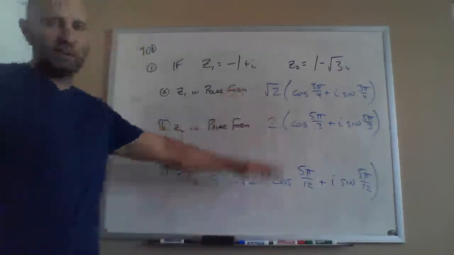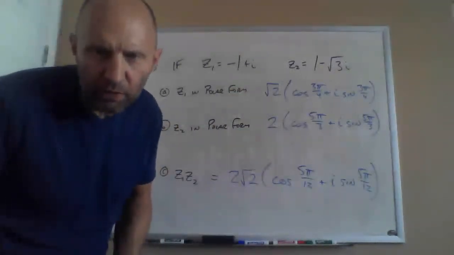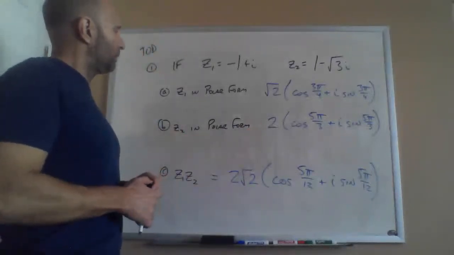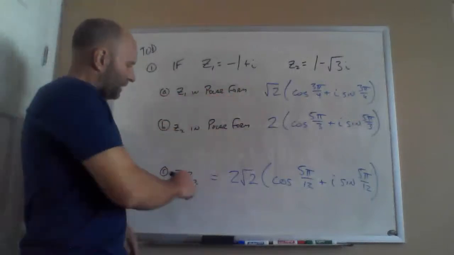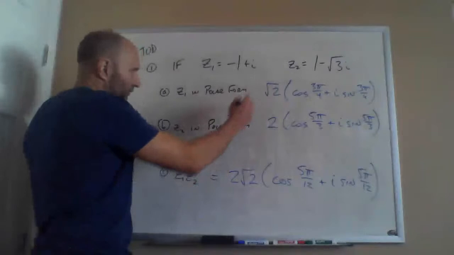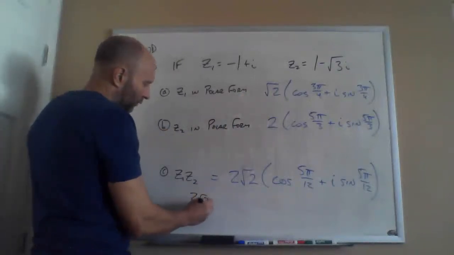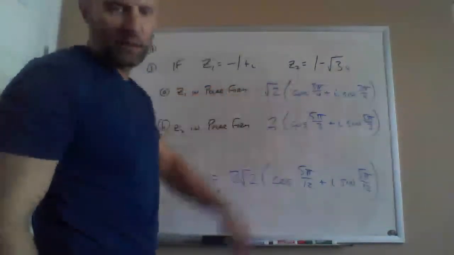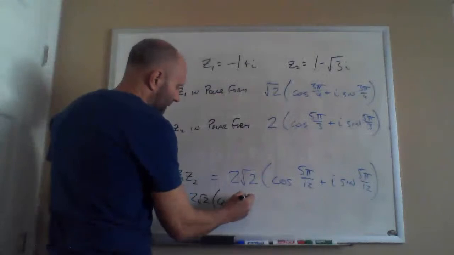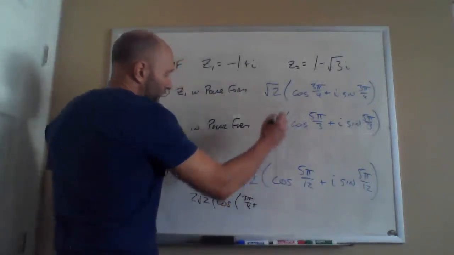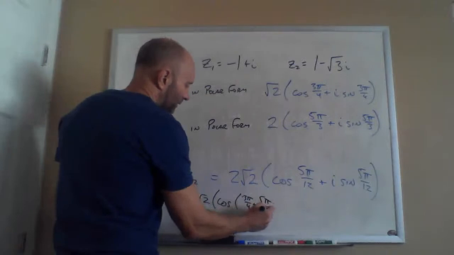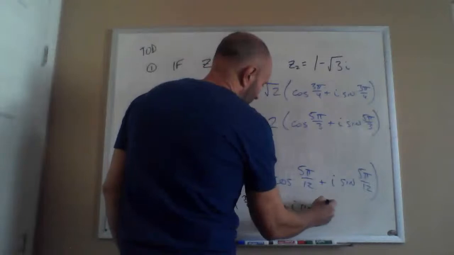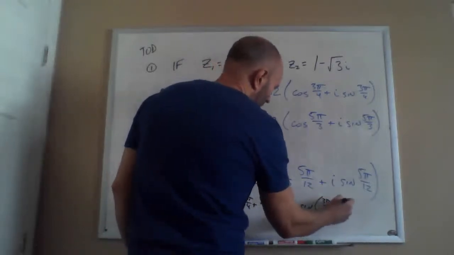If you have a question on any of these answers, go ahead and ask it. Could you explain Z1 times Z2? Sure. Once I have Z1 and Z2, Z1 times Z2 is you multiply the R's, so 2 times square root of 2. And then I add the thetas, so 3 pi over 4 plus 5 pi over 3. And I sine is the same thing, 3 pi over 4 plus 5 pi over 3.